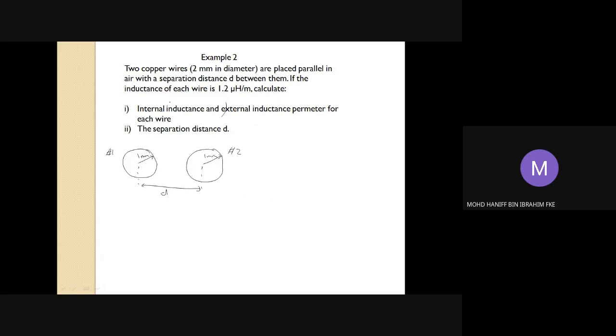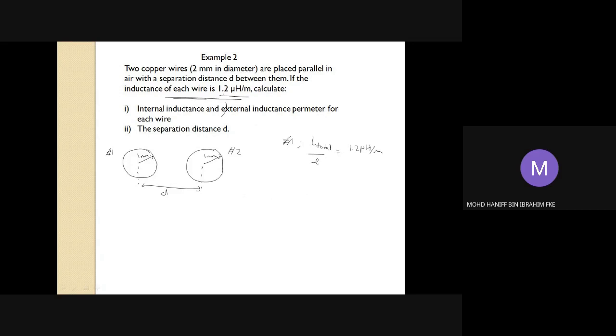Okay, it's given that the inductance of each wire, that means the inductance due to conductor number 1, the total inductance per unit length, in microhenry per meter, is equal to 1.2 microhenry per meter. For this particular problem, as we did in example number 1 just now, we are assuming that both conductors have different directions of current, because it's given here that inductance exists.